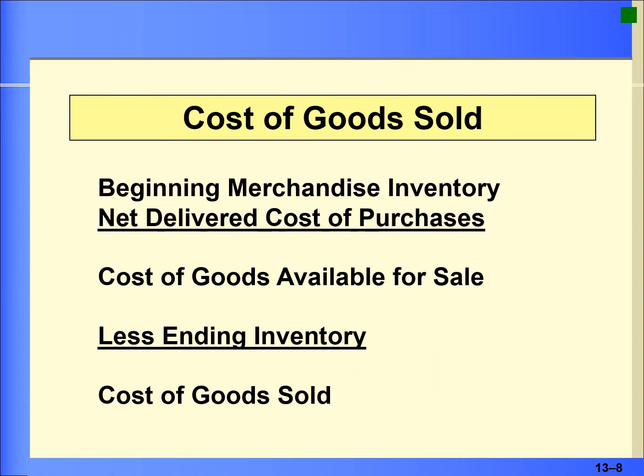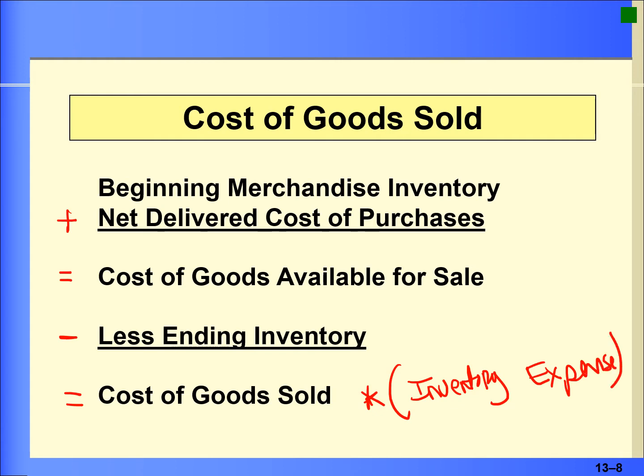And again, just to repeat it, here it is, same formula: beginning inventory plus your net cost of purchases equals cost available for sale, minus ending inventory equals your cost of goods sold. I'll give you another hint, this is basically your inventory expense account that we use on the income statement.